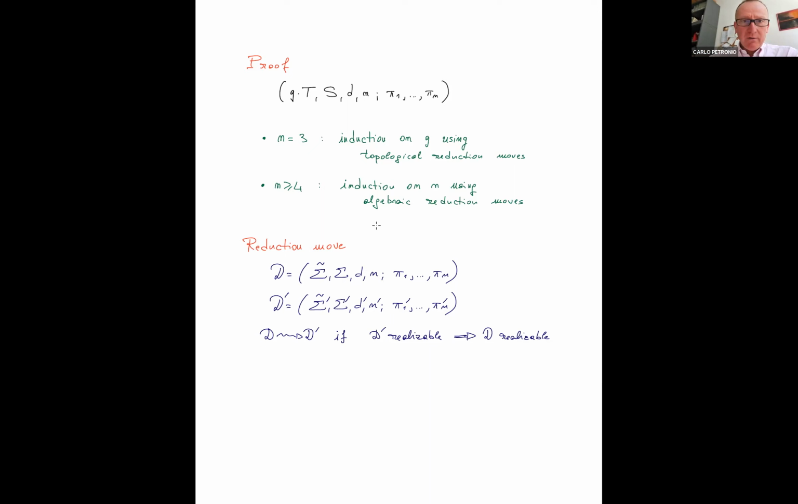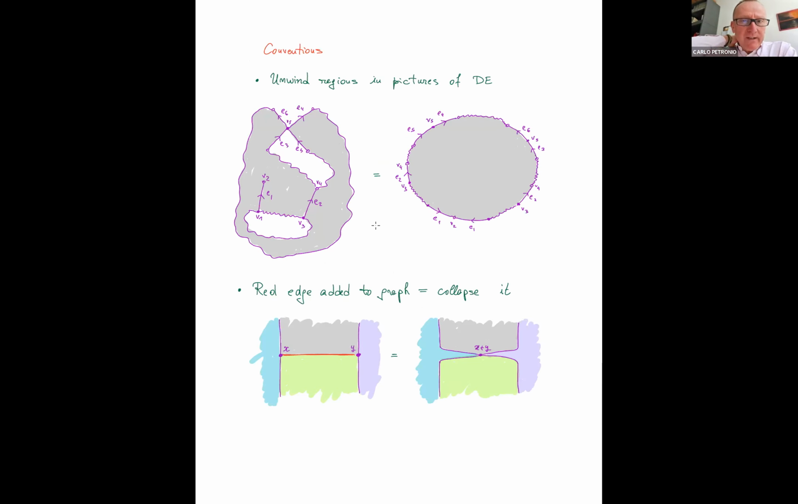Okay, so now I want to explain briefly the reduction moves. How do they work? So I will make two conventions. The first one is, when I use the dessin d'enfant, the complement of a dessin d'enfant in the covering surface, as I said, is a union of disks. But these disks, of course, need not be embedded.